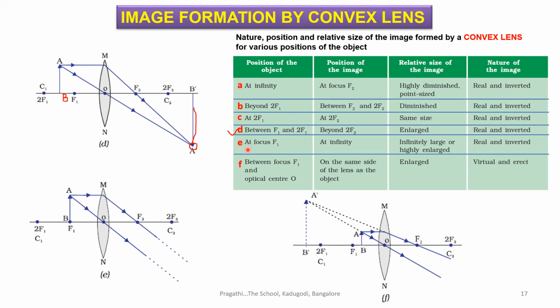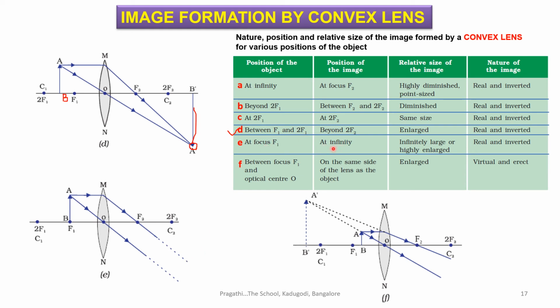case number E, that is at focus point. You keep the object at focus point F1. A and B is the object and a rule says two rays should come out from the arrowhead. So one is coming here and passing through the focal point. Other one is coming here and passing through the optical center. Where is the image formed? Image is formed at infinity. You are not able to see, correct?